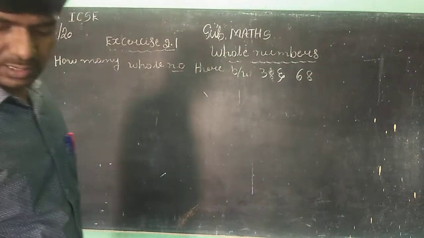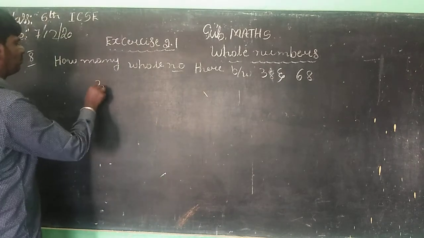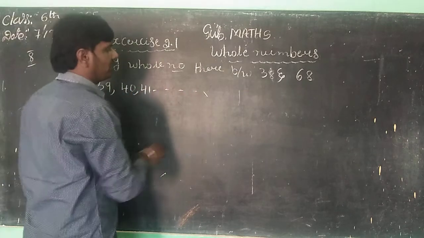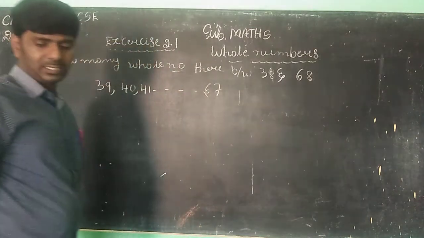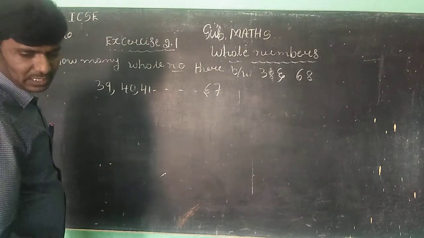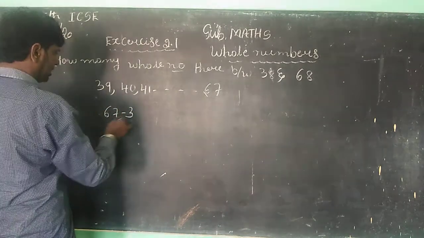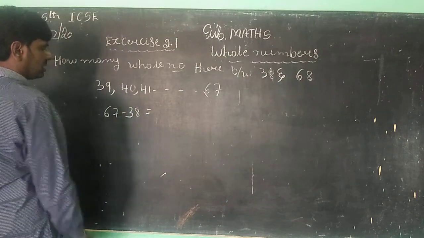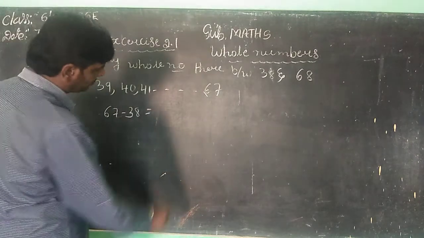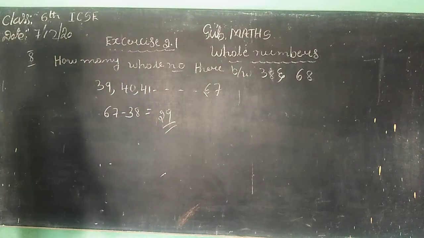Children, now 38's next number is 39 and 40 and 41. So 68's before number is 67. Correct, children? Now this one also we want to subtract. The last number is 67, and we subtract the before number of 39, that is 38, so 67 minus 38. 7 cannot subtract 8, so we take carry. 17 minus 8 is equal to 9, children. Here 5 minus 3 is equal to 2. So total 29 numbers are there, children.